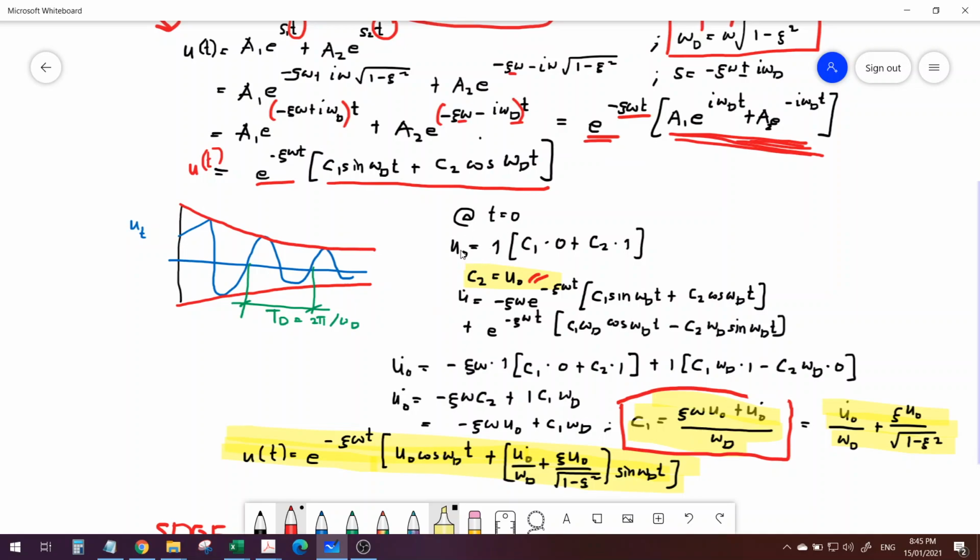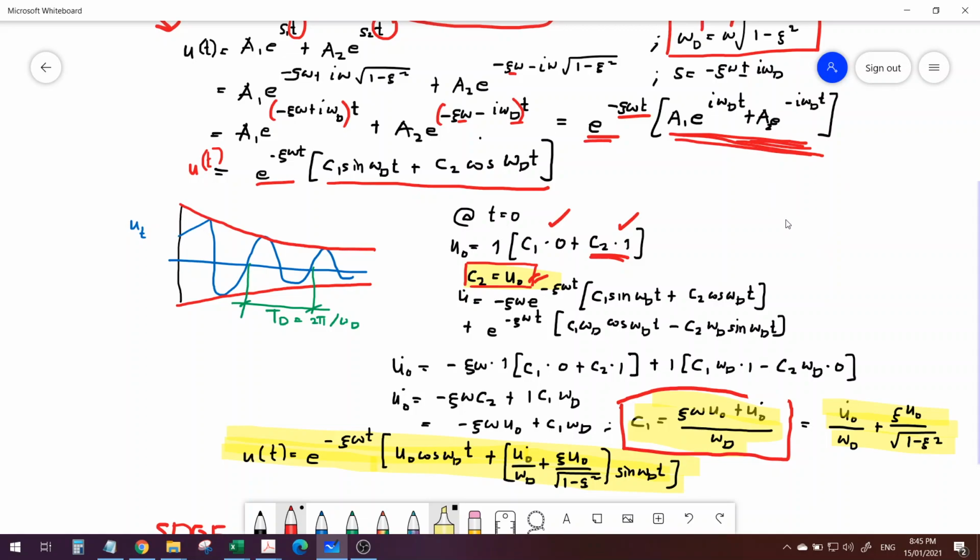So, at time equal to 0, your U naught is equal to, so just plug in time equal to 0. So, sine omega d times 0, basically that is 0 because sine 0 is 0. Plus C2 cosine 0, and cosine 0 is simply 1. So U naught is equal to C1 times 0 plus C2 times 1. So, we now know C2 is equal to U naught.